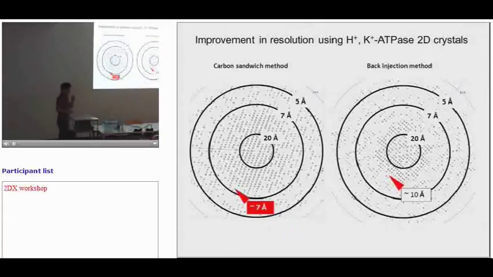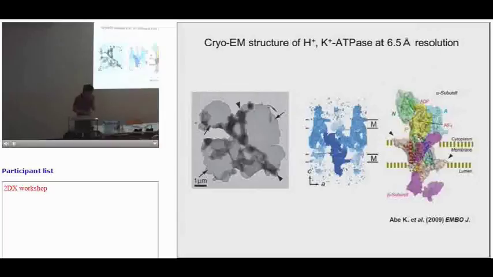This is another example. These are Fourier components of proton potassium ATPase 2D crystals. Only poor images could be taken with the back injection method, but much better quality images could be taken with the carbon sandwich method. Only using this carbon sandwich method, data up to 70-degree tilt has been collected. Then the cryo-EM structure at 6.5 angstrom resolution could be obtained.